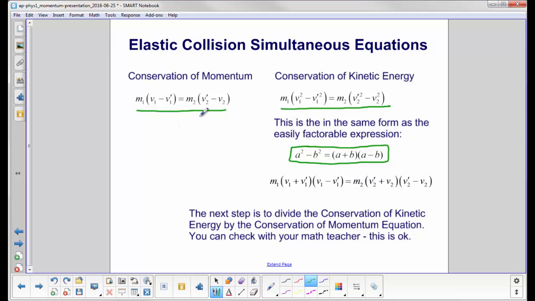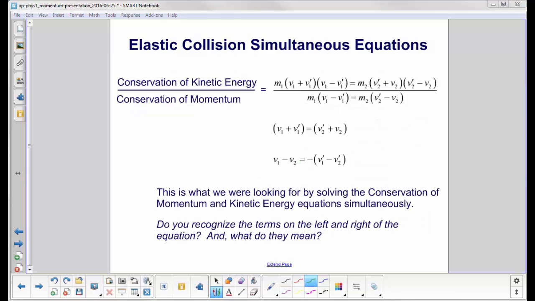So now I've got two equations that I'm working with, one from kinetic energy, one from momentum. And what we're going to do now is cool. We're going to divide the conservation of kinetic energy equation, that's right here, by the conservation of momentum equation. You can check with your math teacher there, that's totally acceptable. We divide our two equations now. Top part we got from the conservation of kinetic energy, and the bottom from the conservation of momentum.